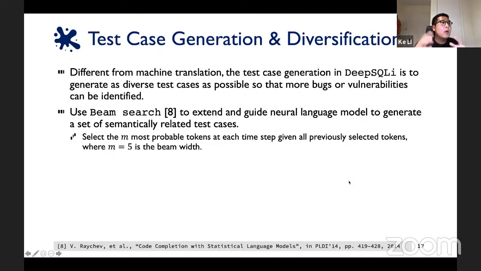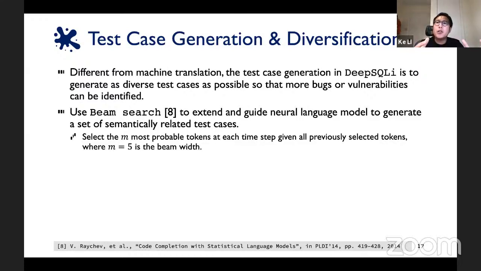Well, once you have your neural language model, then you can use that to generate the test cases. But one thing you have to keep in mind is that it is different from machine translation, where you are only interested in the most accurate sentence that matches the semantics, so you just take the tokens with the highest probability. But in DeepSQLi, our purpose is to generate as diverse test cases as possible, so that more bugs and vulnerabilities can be identified. To this end, we use beam search to extend and guide the neural language model to generate a set of semantically related test cases.